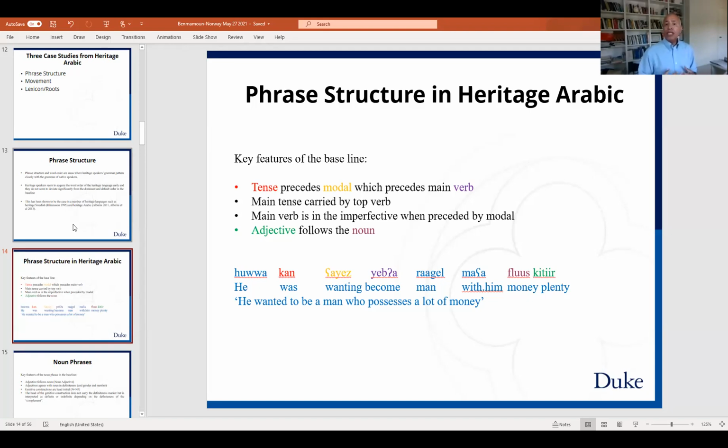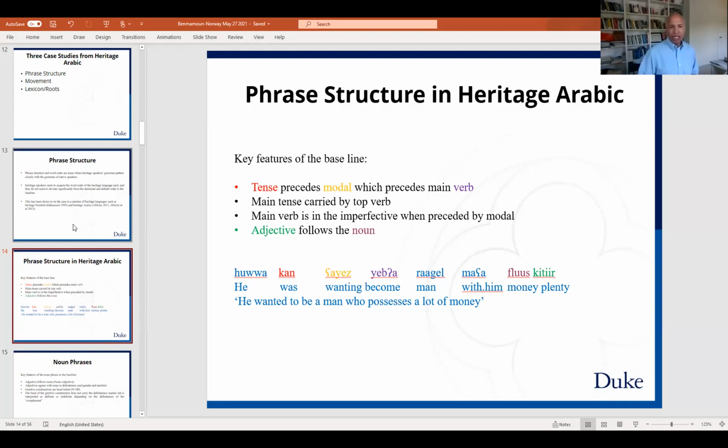And the main verb has to be in a particular morphological form, which can be very complex, because it is a discontinuous form. So its morphology is quite complex. And when you look at the adjective, it follows the noun. It is not like English. And here I'm talking about heritage speakers in the American context, North American context.